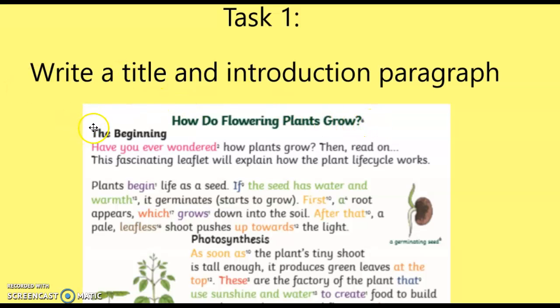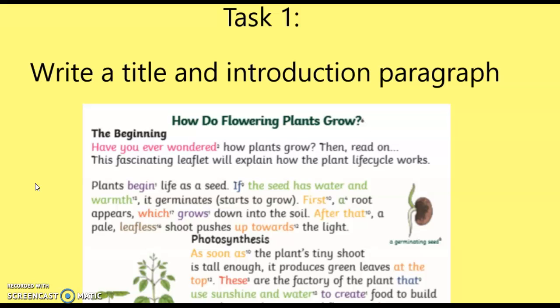Now the introduction is the beginning part of the text. Okay, it's the first thing that people will read. It only needs to be short and sweet. Okay, so just a few sentences. So let's read this introduction here, the beginning part of the explanation text, about how do flowering plants grow.